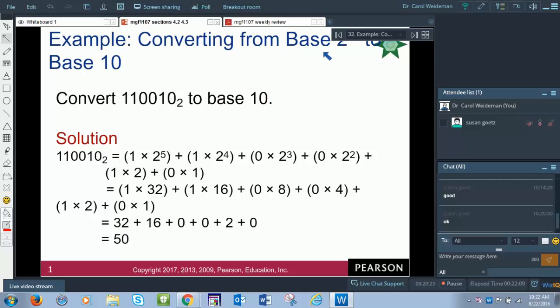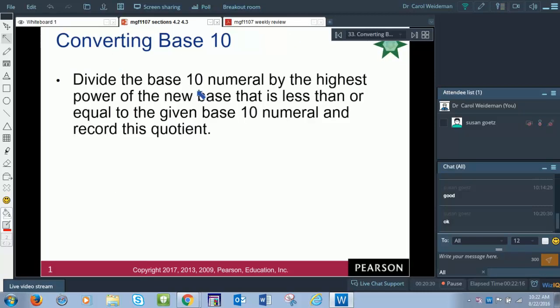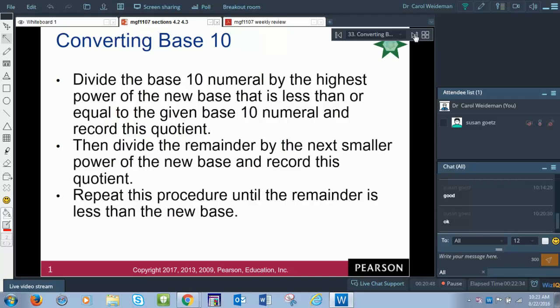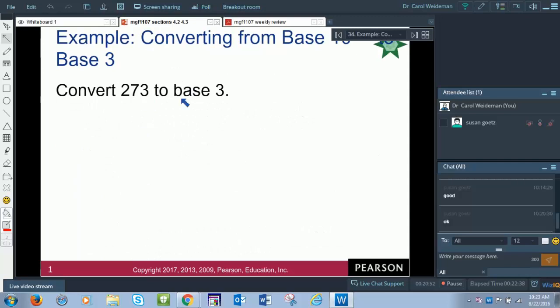Okay, so this was all converting from another base to base 10. Let's go the other way. So we want to convert now the base 10 number to a different base. So just like we did in the last section when we were working with the Mayans and the Babylonians, we're going to divide by the highest power, the highest positional value in the new system that's less than or equal to the number that we're dealing with. And we're going to keep doing this. So let me give you an example. It's easier to look at an example. Let's convert 273 to base 3.